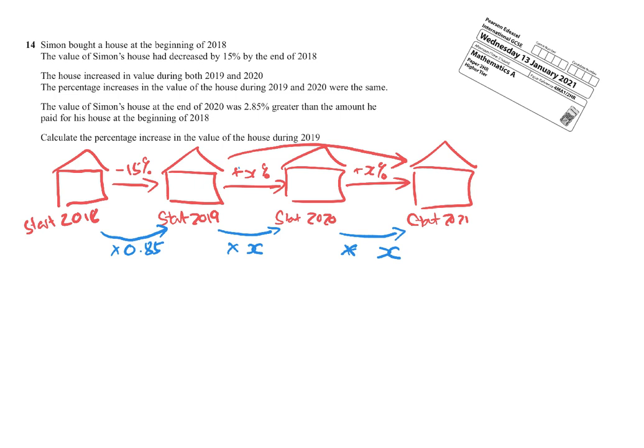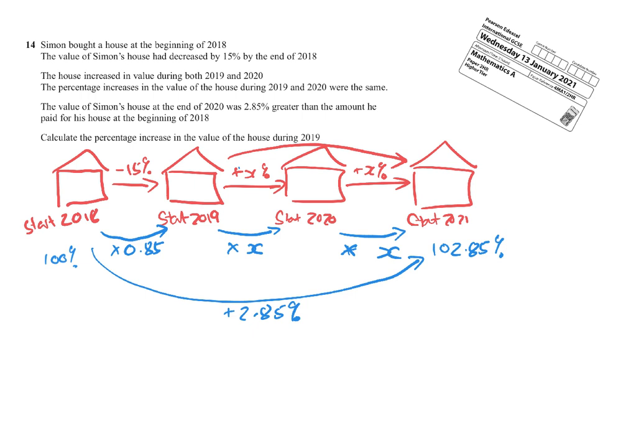Now, it says in the question that over the 3-year period, so all of this, I am adding 2.85% overall. So that is after my 15% discount and after my adding on of my percentages twice, my overall is adding 2.85%. So what does that mean? That means I start with 100%, that's the value of the house at the start of 2018. At the end, I've added 2.85%, so I have a house that's now worth 102.85% of what it was worth in the beginning.